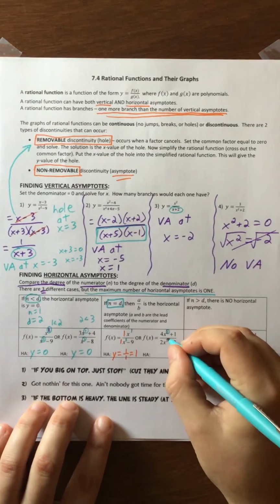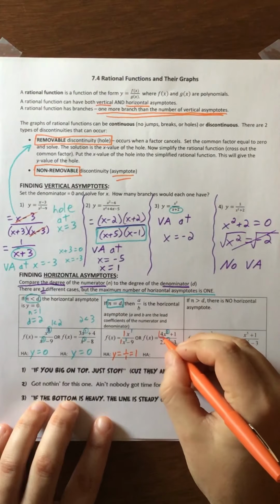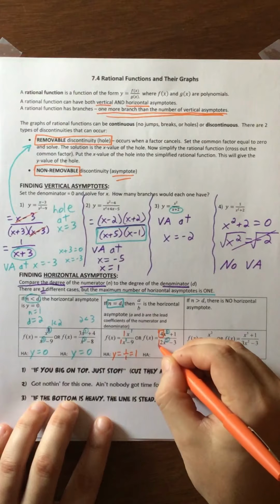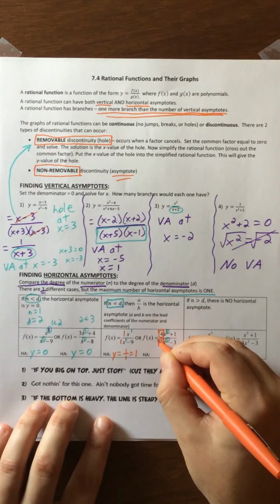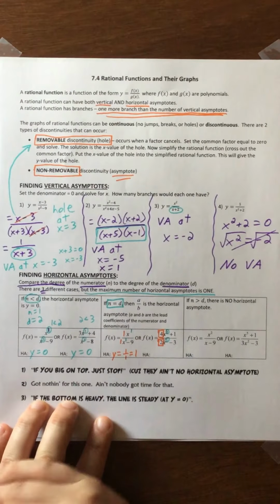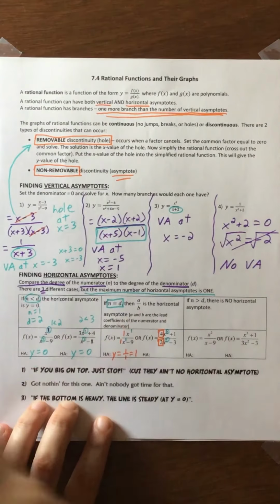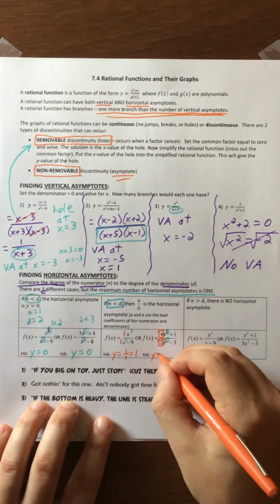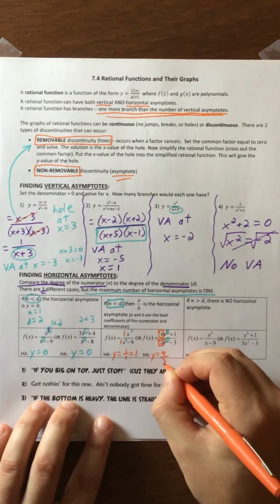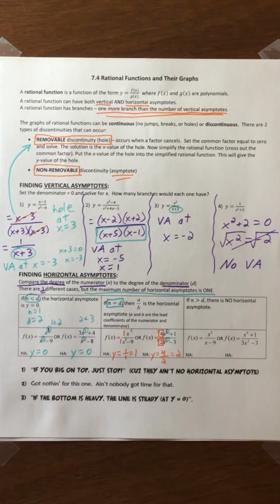Numerator's degree is 2, denominator's is 2. Take a look at your leading coefficients. Numerator's is 4, denominator's is 2. Okay, because they have the same degree, my horizontal asymptote is going to happen at the numerator's coefficient divided by the denominator's, or y equals 2 in this case.